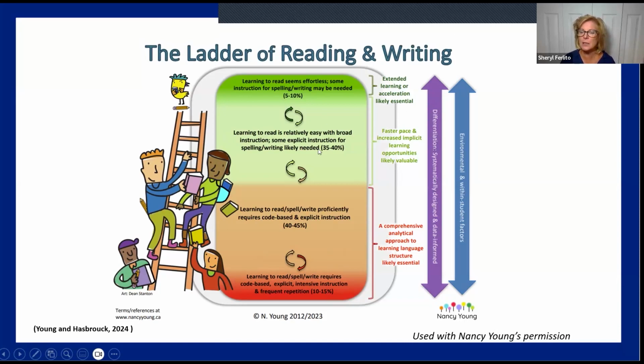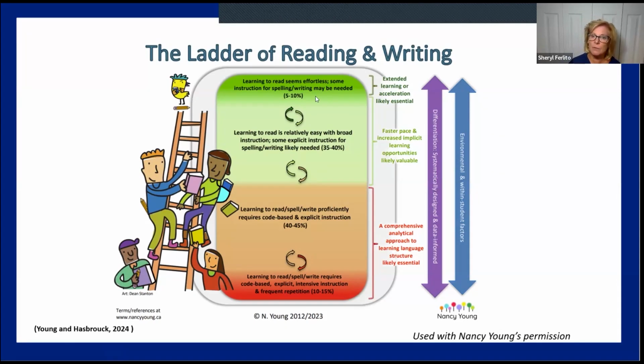Then you get into this light green, learning to read is easier with broad instruction. Some explicit instruction is coming in, but it is 30 to 35% of our kids. And then you get to the deeper green, and that's where some implicit learning is more readily available for kids, and they can do more discovery learning, but they need differentiation too.